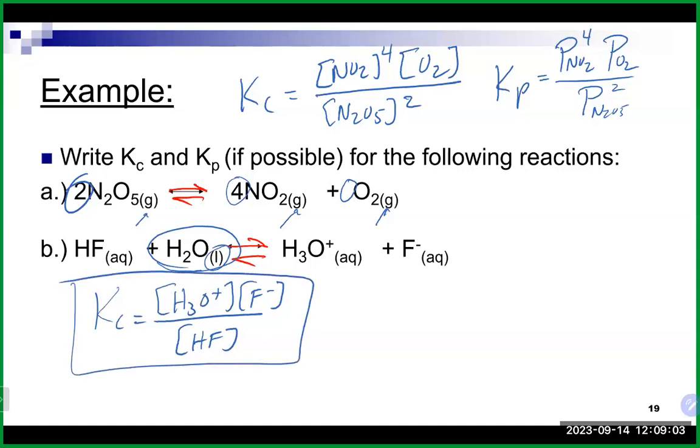Can I write a Kp for the bottom one? No, there's no gas, so it makes it hard to find pressure. So you need gas to be involved. I would say typically they'll all be gas, or you'll have a solid and gas combination, which is probably what you would commonly come across. But you definitely need some gas to have some type of Kp expression. Any questions on those? Okay.